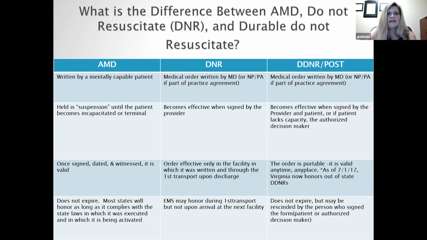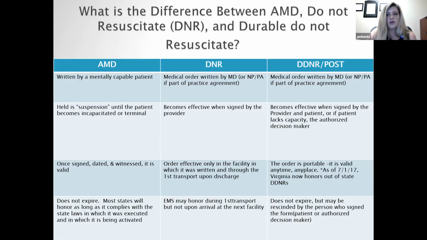A DNR is actually a written order by the doctor. It could be a nurse practitioner, PA, or an MD. It becomes effective when signed by the provider. The order is effective only in the facility in which it is written and through the first transport. So what that means is, say you're in St. Francis and you're going to a skilled nursing facility, it covers St. Francis and it covers your ambulance ride to that facility. Once you get to that facility, your DNR is no longer good.